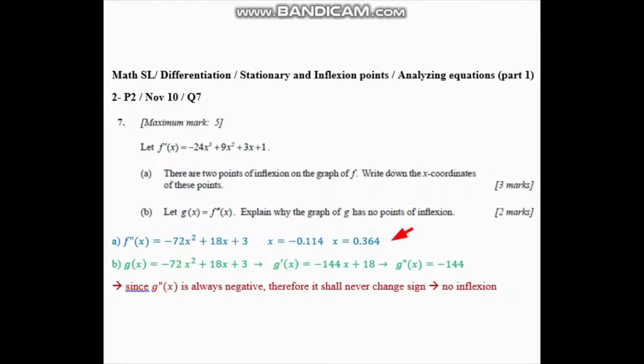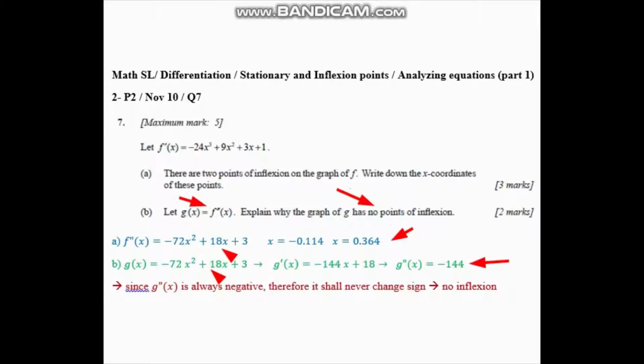0.364. For question B, we are told let g of x equals f double dash. Explain why the graph of g has no points of inflection. So if I am going to analyze inflection points for g, I need to get g double dash. So g is the same as f double dash. The green equation is just the same as the blue equation. And I differentiate it twice to get g double dash.